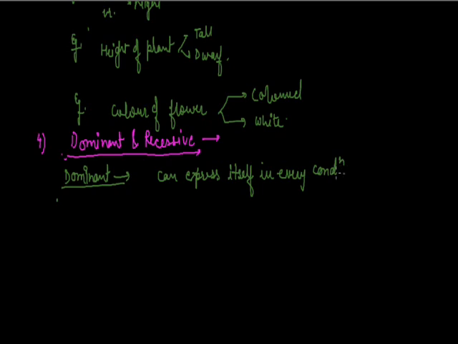Usually it is said that the dominant feature is a feature that can express itself in the F1 generation. Not only in F1, it can express itself in F2 also. So you should use the proper definition: the dominant feature is a feature that can express itself in every condition, while the recessive feature is a feature that can express itself only in the absence of the dominant. If the dominant is there, it can be hidden easily.